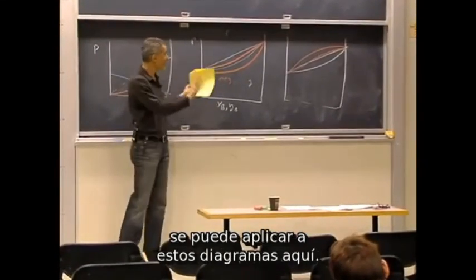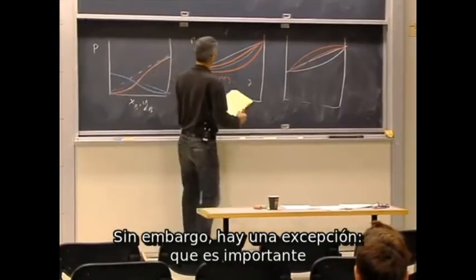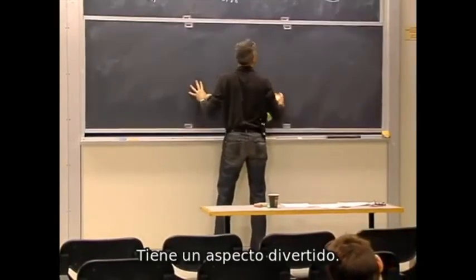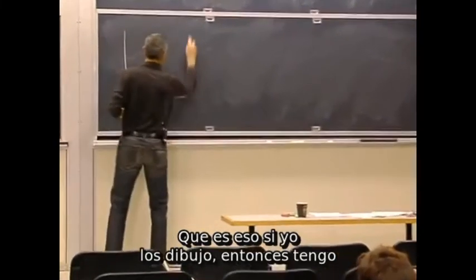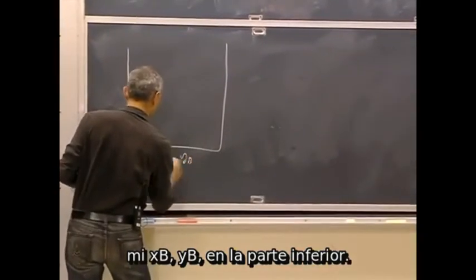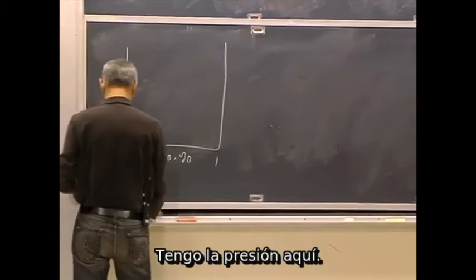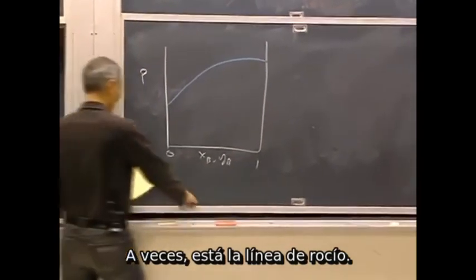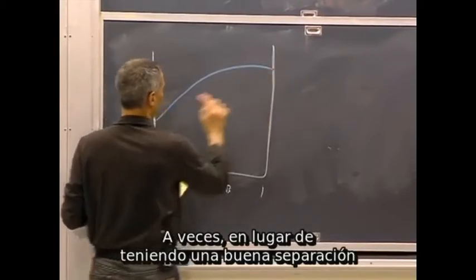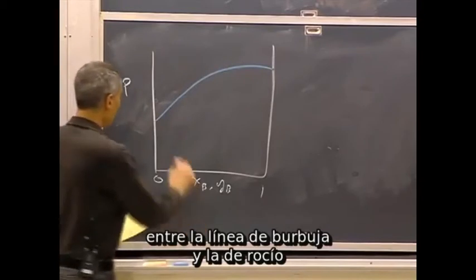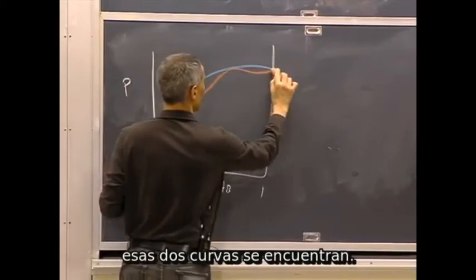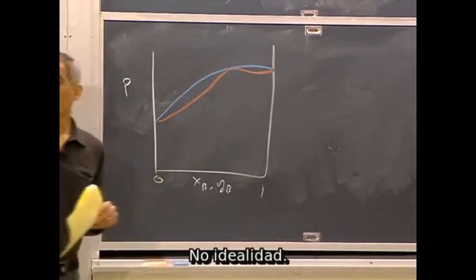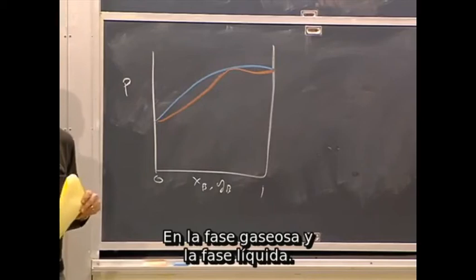And everything you've learned so far can be applied to these diagrams here. There's one exception, though, which is an important one, which is sometimes these non-ideal diagrams have a funny spot, which is that if I draw them, so there's my XB, YB on the bottom, 0 to 1, my pressure here. Sometimes there's the dew line and the bubble line. Sometimes instead of having a nice separation between the bubble and the dew line, there's a special point which, for some reason, those two curves meet. Non-ideality. There's interaction between the molecules in the gas phase and the liquid phase.